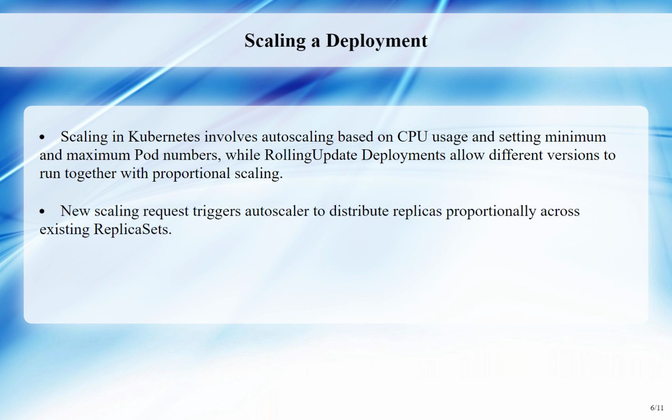In a scenario where a new image update is blocked due to a max unavailable requirement, a new scaling request prompts the autoscaler to increment deployment replicas and distribute them across existing replica sets based on a proportional scaling strategy. This ensures that additional replicas are spread across all replica sets, with bigger proportions going to replica sets with more replicas and leftovers added to the replica set with the most replicas.